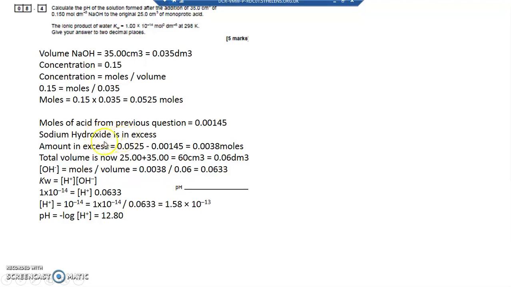I've got the number of moles of sodium hydroxide in excess. I've got my new volume. I've added 35 cm cubed of sodium hydroxide to 25 cm cubed of the acid. Add those two together. I've got 60 cm cubed of solution.